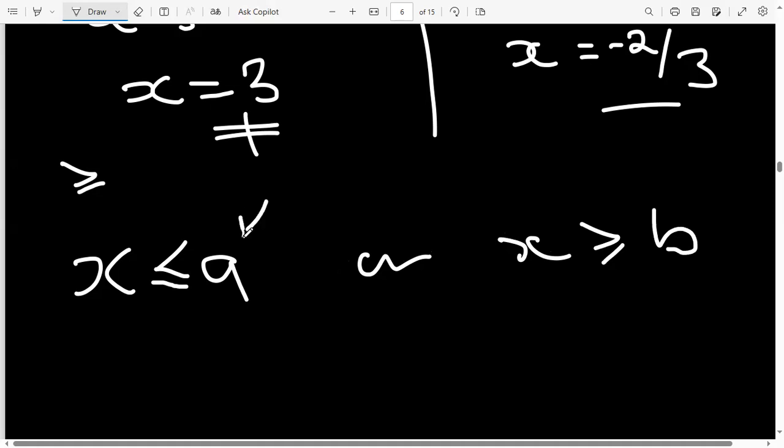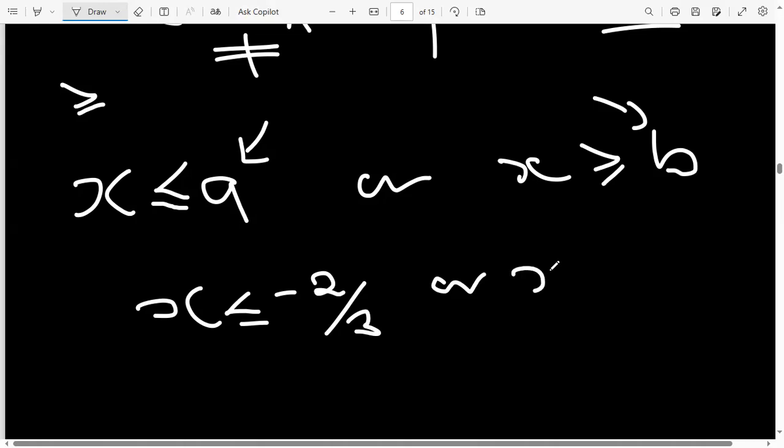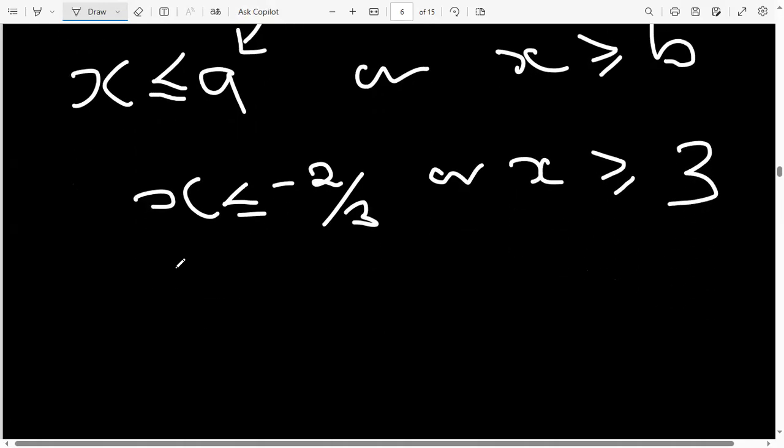Where this A is the smaller number of the two numbers that you're going to find here. So in this case, our A will be this one because it's the one that is smaller. And then B is the bigger number of the two that you're going to find here. So in this case, our B will be 3. So our answer will just be X is less than or equal to minus 2 over 3, or X is greater than or equal to 3. So this here is the final answer.